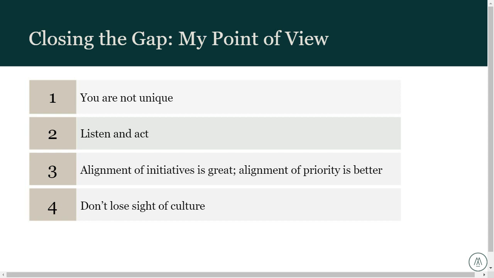And lastly is don't lose sight of culture. And I said this earlier, culture eats strategy for lunch. It doesn't matter if you have the best strategy on the face of this earth. If you don't have a culture that believes in it, has the values to drive it, and has the people who want to do it, you're never going to execute it. So that's what I'm going to leave with, right on the money.